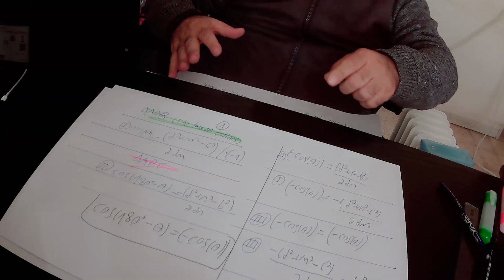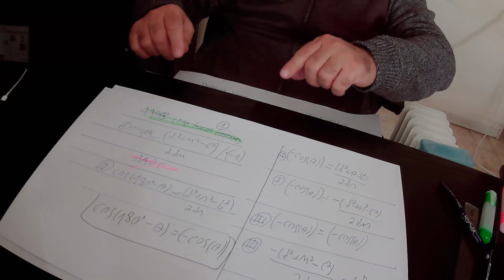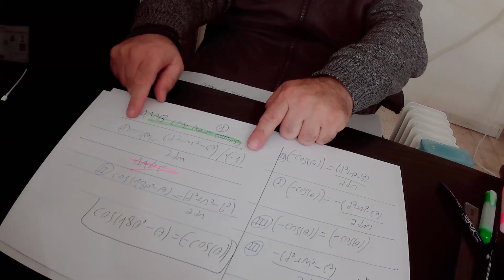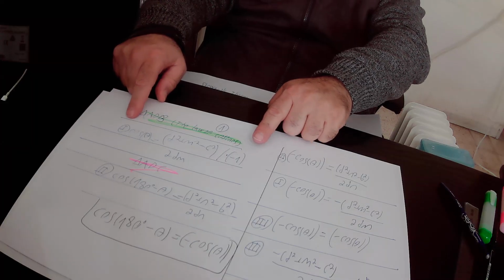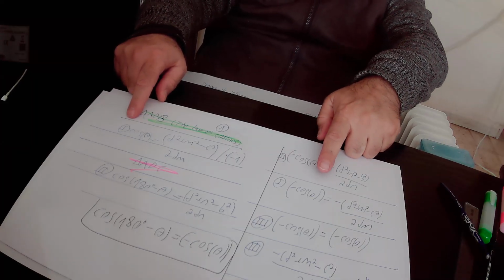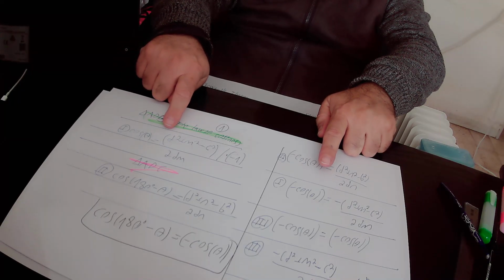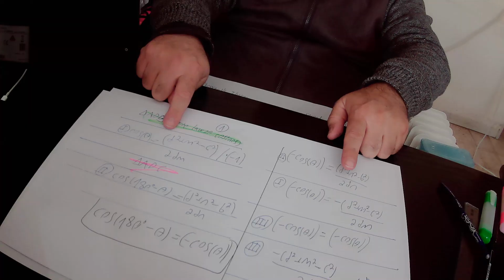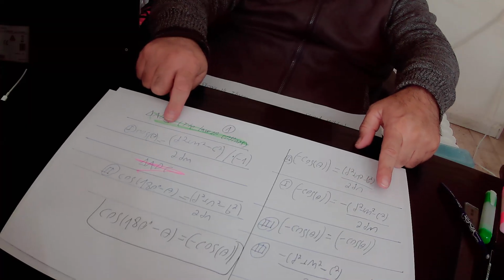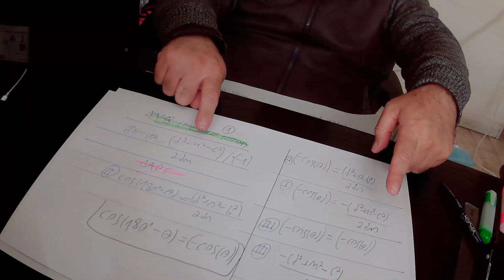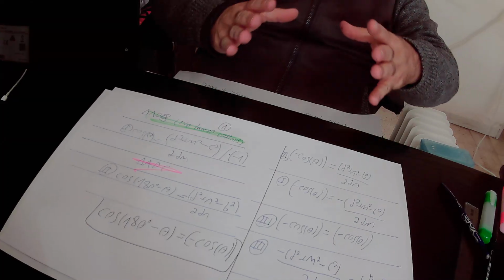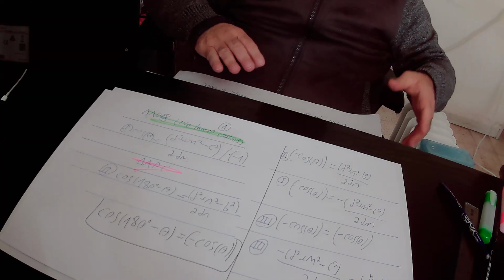Okay, this is equation number 2. Then we multiply equation number 1 by minus 1. Cosine theta times minus 1 is minus cosine theta. And we also multiply this side of equation number 1 by minus, so it is minus. Inside the brackets we have d squared plus m squared minus c squared over 2 times dm. So we have two different expressions for minus cosine theta.